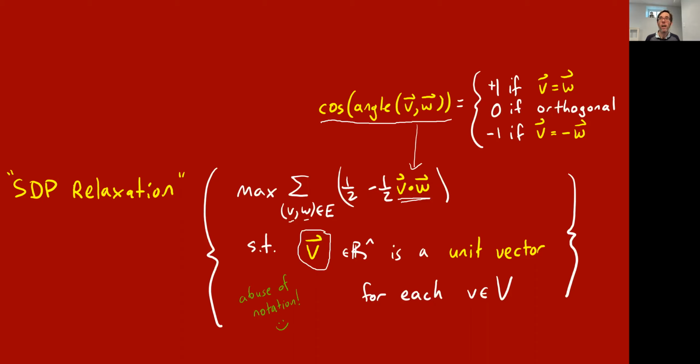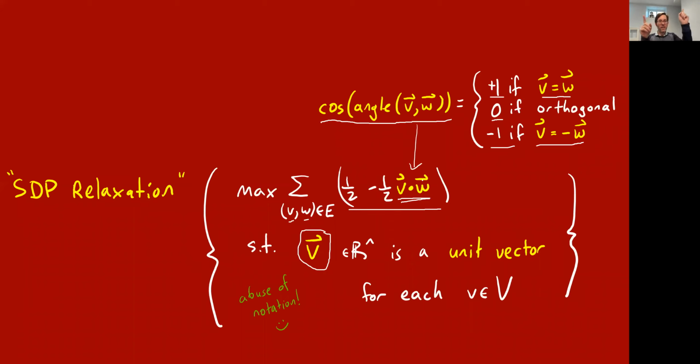As we've seen before, if v vector equals w vector, then you get +1. And if v vector is minus w vector, then you get -1. But for example, if v and w are orthogonal, which they can be once you go to higher dimensions, their angle is 90 degrees, and the cosine of 90 degrees is 0. So if you have two vectors that are orthogonal and they're forming an edge, you get half a point for them. You get a half minus a half times 0.